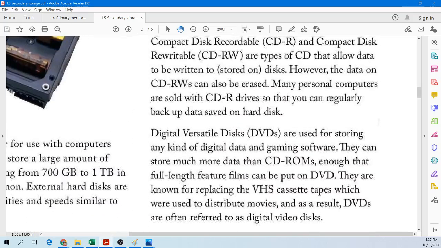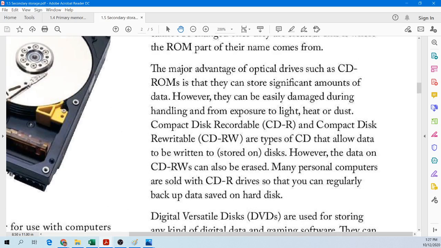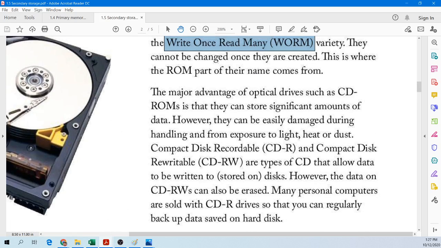Okay. Alright, read the next paragraph. Alright, let's not go on to that as yet, because we're still on this one. The next one is about DVD.